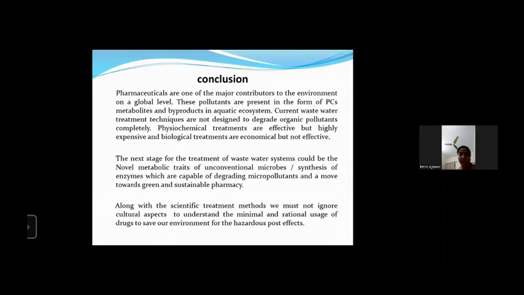Along with the scientific treatment methods, I would request you all that we must not ignore the cultural aspects to understand the minimum and rational use of drugs so that we can save our environment from the hazardous after effects.